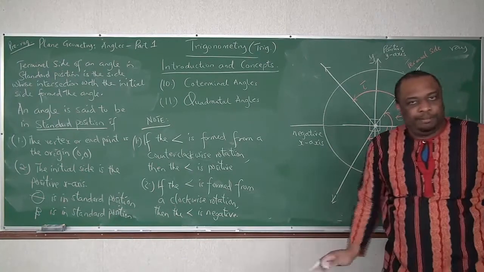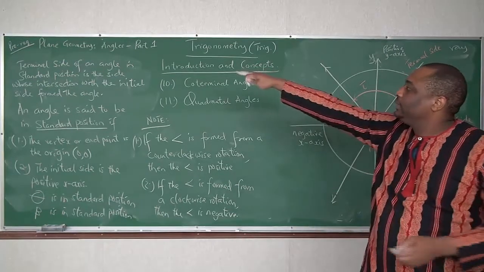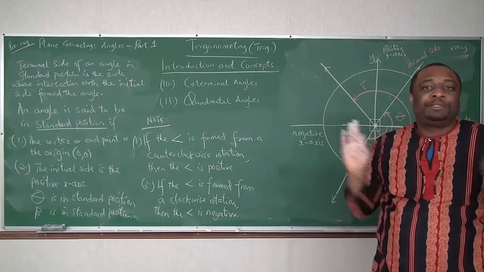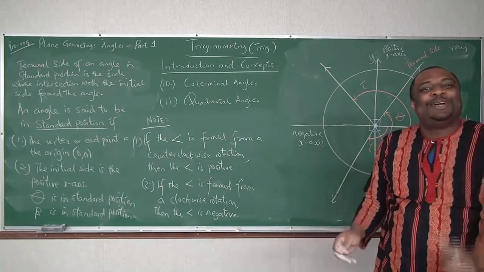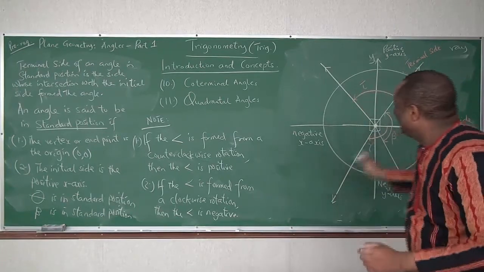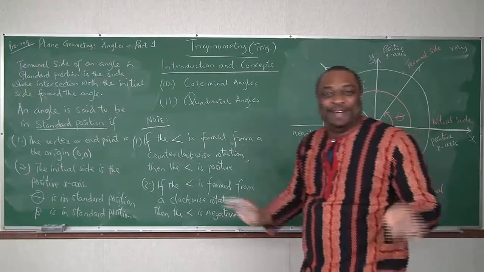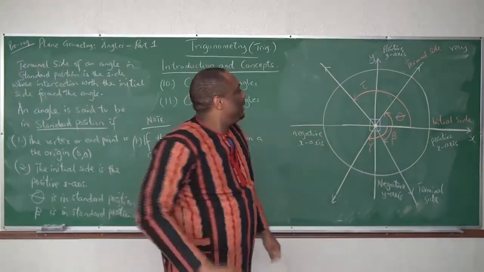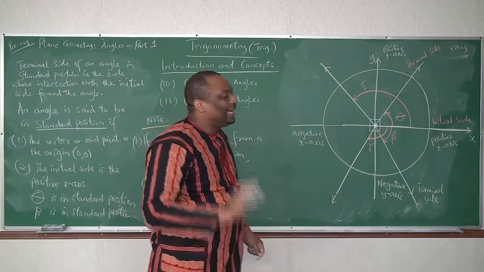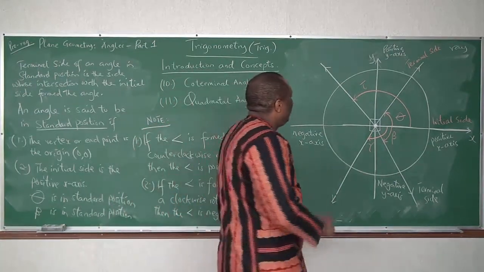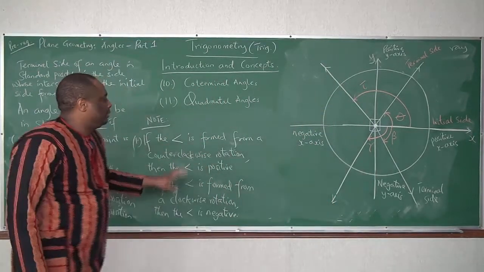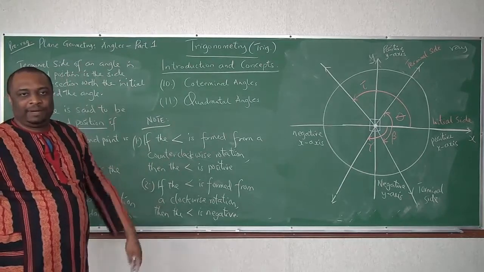Please, don't blame me for using Greek alphabets. I used it in plane geometry angles part one. You have to get familiar with it, the 24 letters of the Greek alphabet. For angles, I'm going to use Greek letters. Get used to it. So that is the thing about positive angles and negative angles.